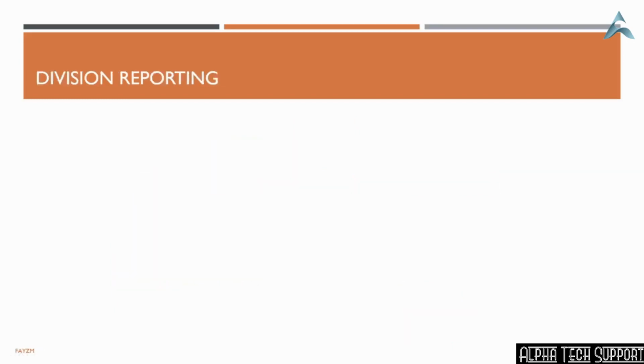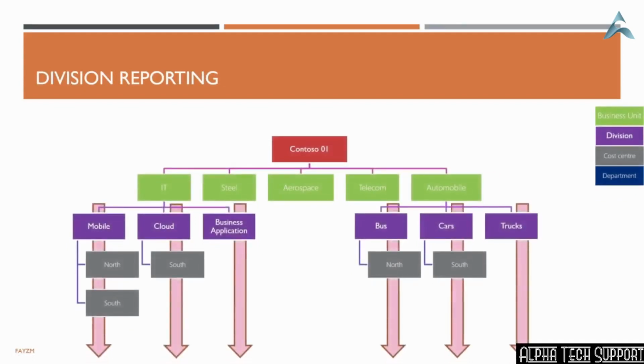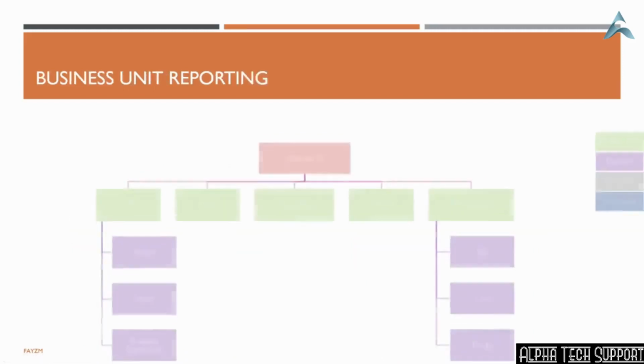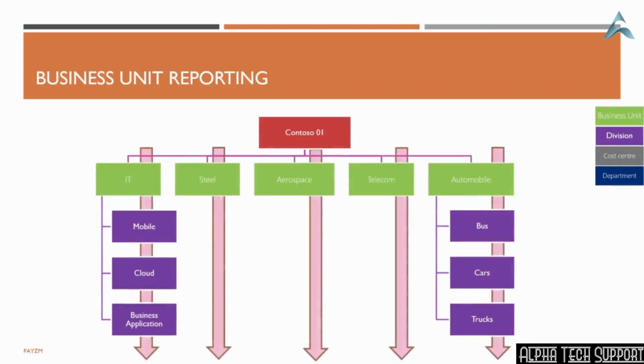And then similarly, we can look at the division-wise reporting as to how much revenue was generated or how much expenses was incurred at each of these division levels, which are in the purple boxes, like mobile, cloud, business application, bus, cars, and trucks, and automobile business unit. At a higher level, you can look at all the revenue that has been generated, expenses that have been incurred, and also you can run these reports of actual versus budgets at each of these financial dimensions level.